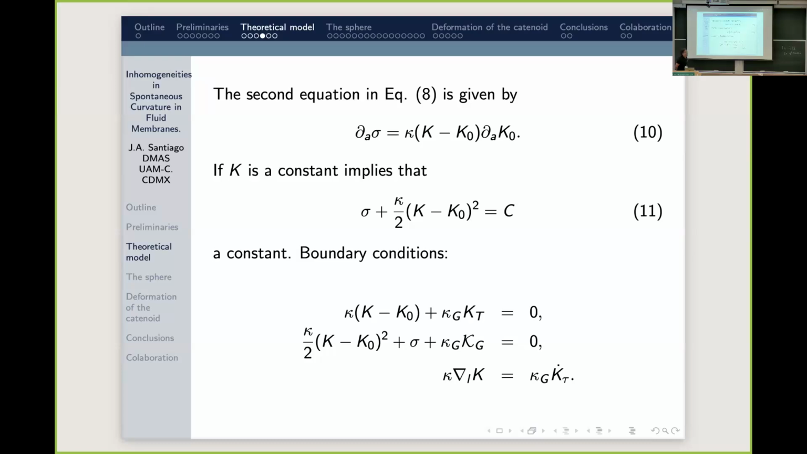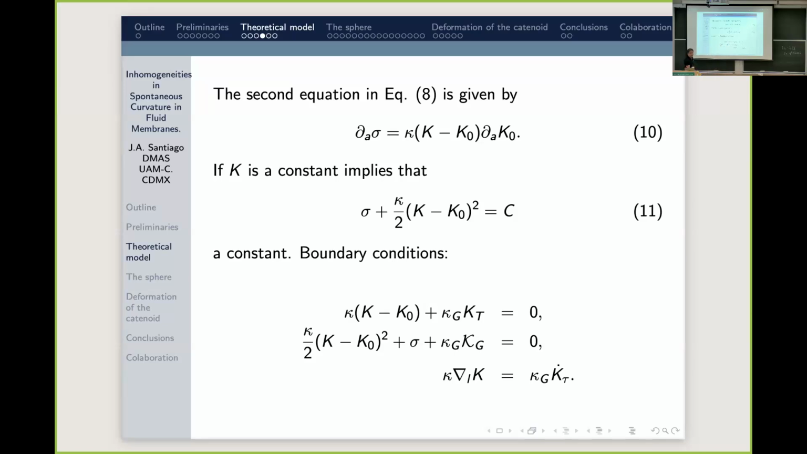We know that if k is a constant, this implies that this is a constant. That is the density of the bending energy that includes the surface tension. But if k is not a constant, then we cannot apply this formula, right? We also obtain the boundary conditions that can be written in this way, right?